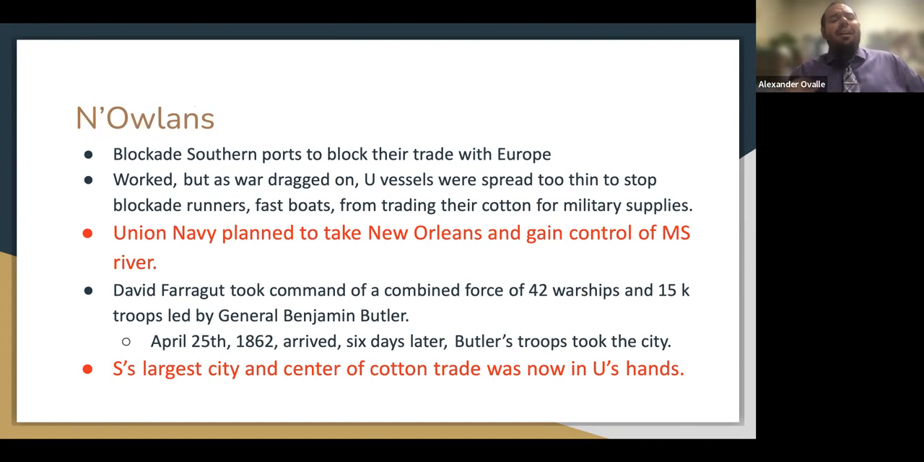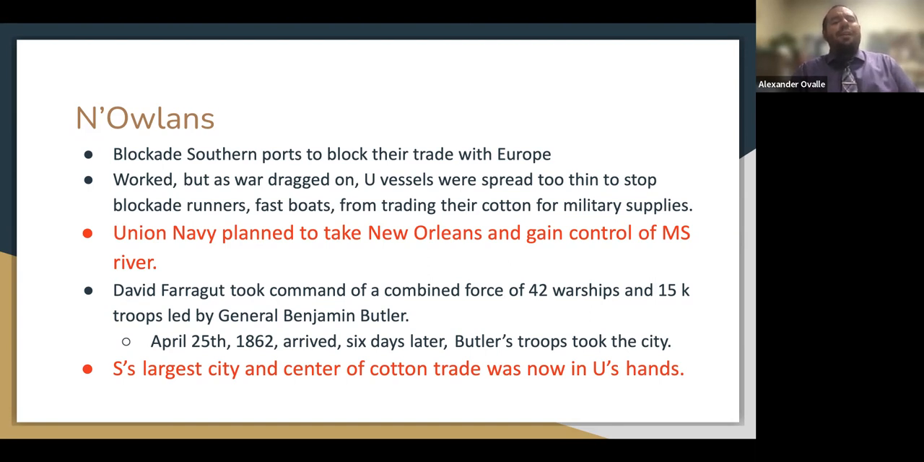So the blockade of southern ports will restrict trade with Europe. Remember, the South heavily traded with European countries, mainly Britain. It worked, but as the war dragged on, Union vessels would be spread too thin to stop blockade runners or fast boats from trading their cotton for military supplies.